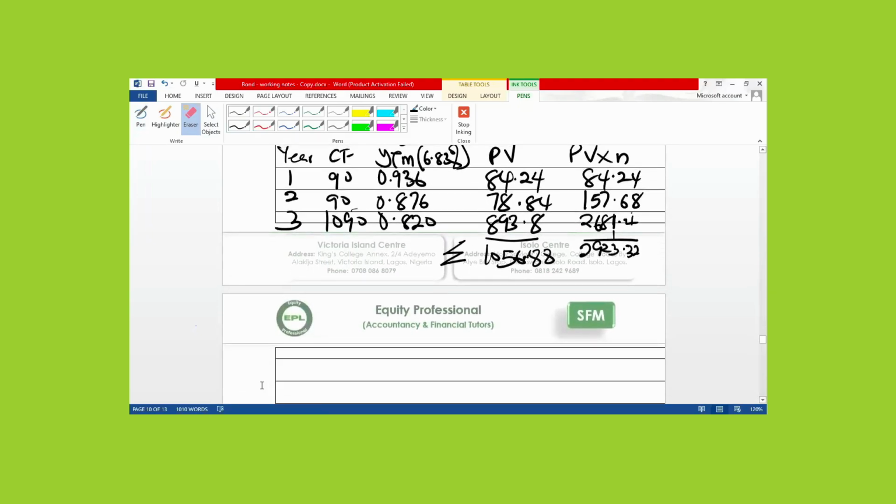Now your duration. Duration is calculated as summation of present value multiplied by n over summation of the present value. 2923.32 divided by 1056.88 is 2.77. Yeah, 2.77.